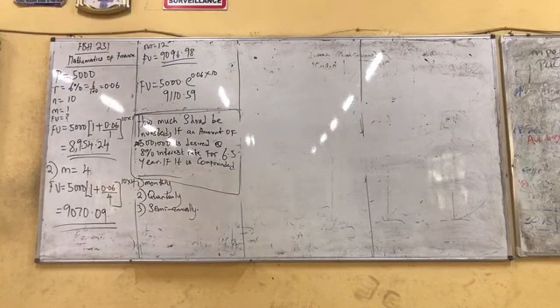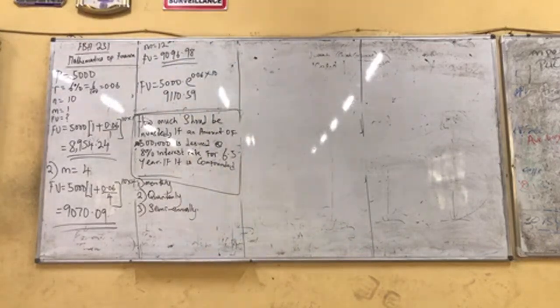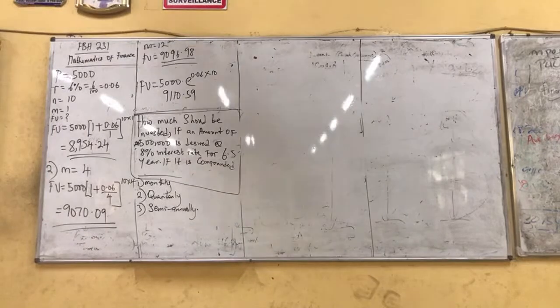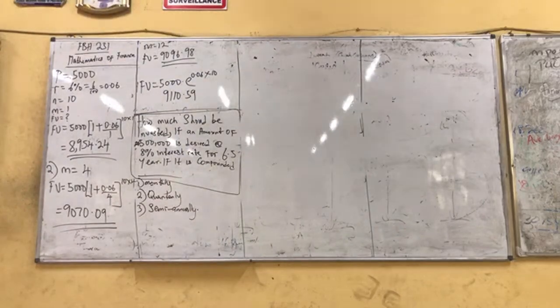Let me come again. The deposit of $1,000 is made at the beginning of each month in an account that pays 6% interest, compounded monthly. What will be the accumulated value of the investment at the end of 5 years?